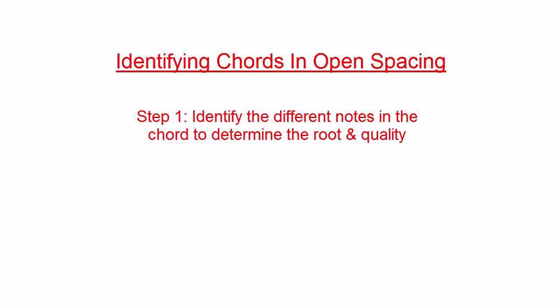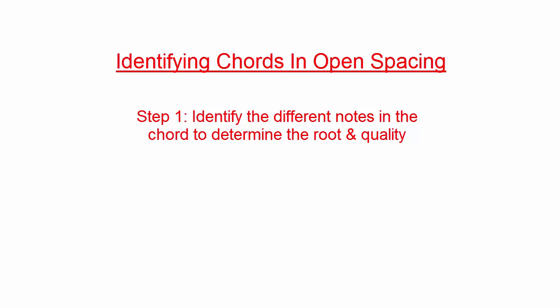We can then look at identifying chords that are in open spacing as a 2-step process. The first step being to identify the different notes in the chord to determine the quality of the chord. If you are new to this, I would initially recommend taking the notes that are present in the chord and writing them out as a root position triad.